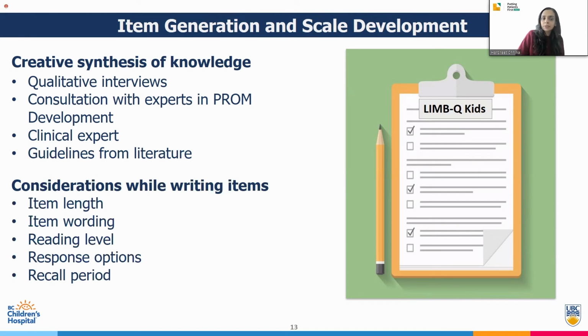We took special considerations around the length of the items and wording of the items, ensuring that the reading level is the lowest possible. For us, we picked a reading level at or below a grade 3 reading level for our patient population of 8 to 18 years, and a shorter recall period of 1 week.